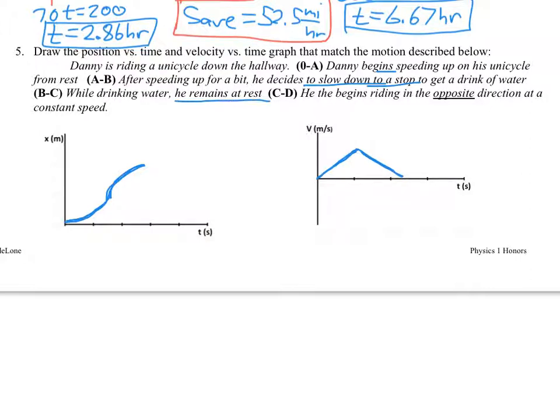Remaining at rest is going to be a horizontal line on my position graph. On my velocity graph, it means it's a line specifically on the axis. And then we began riding in the opposite direction, so we'll need to show a negative velocity at a constant speed. So on the position graph, opposite direction means we're going down, and constant means it's just a straight line, so something like that. On the velocity graph, it means we're below the axis, and it's going to be a horizontal line like that. That shows a constant speed.